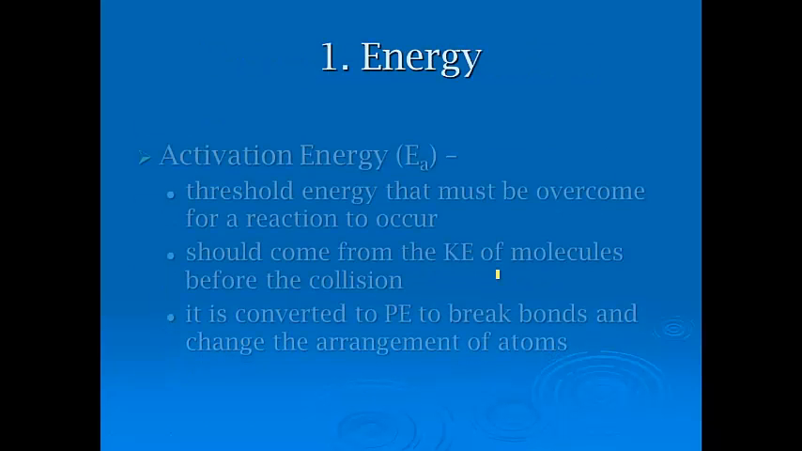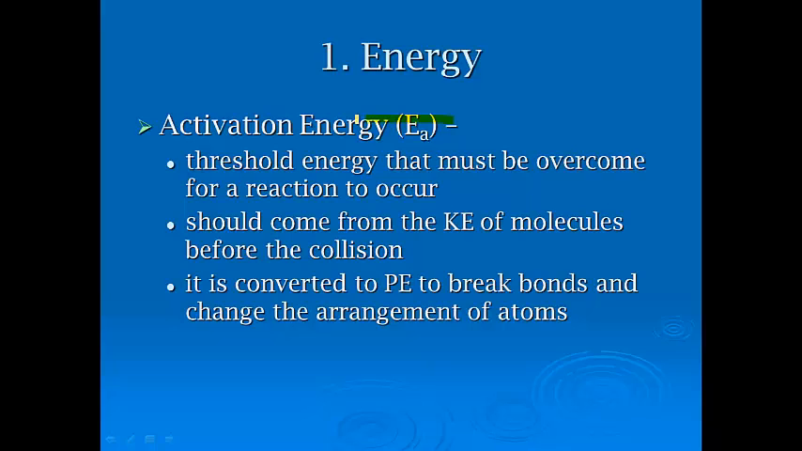Okay. Now there are a couple of reasons for that. First of all is the energy associated with the reaction. The activation energy, or the E with a lowercase a, is going to be the threshold energy that must be overcome for a reaction to occur. Now, typically, you may go, okay, where does that energy come from? Well, the energy they have is the kinetic energy of those molecules before the collision takes place. And then once the collision takes place, it's converted to potential energy to break the bonds and to change the arrangement of the atoms.